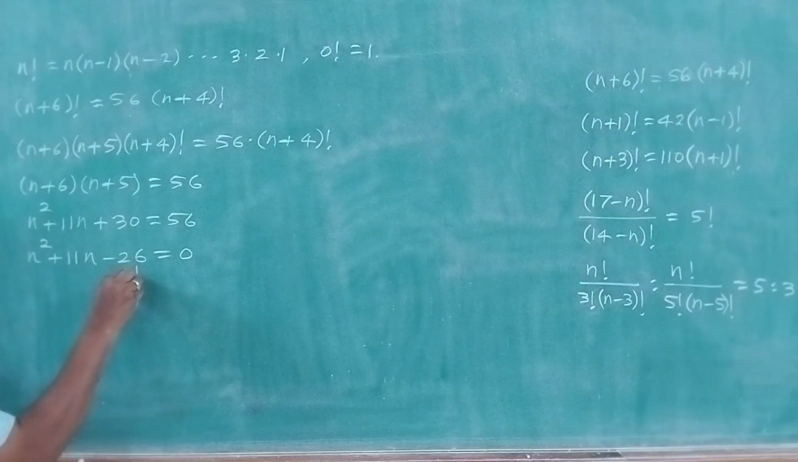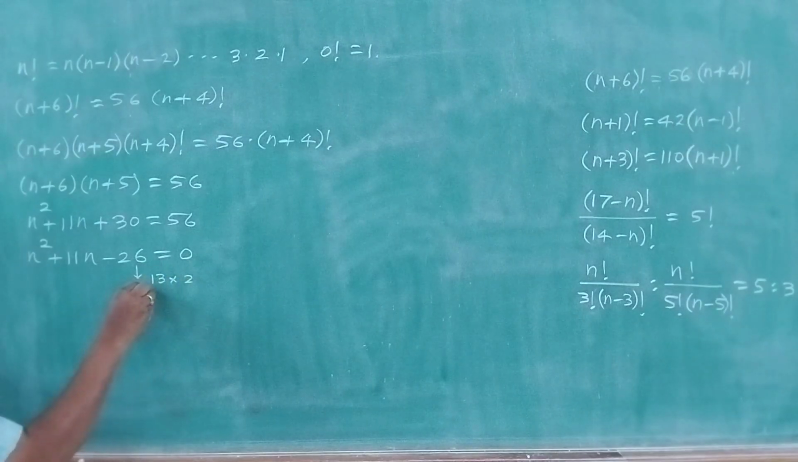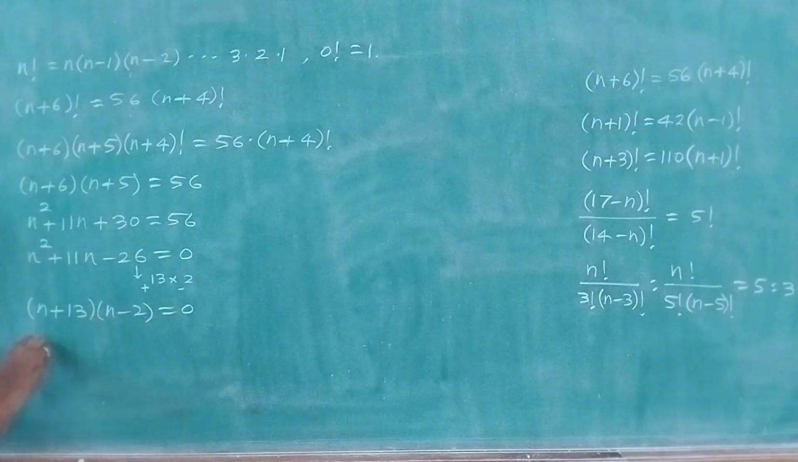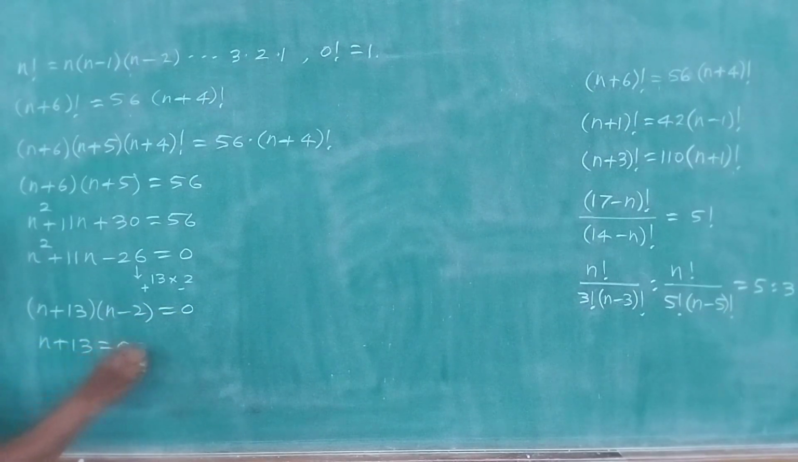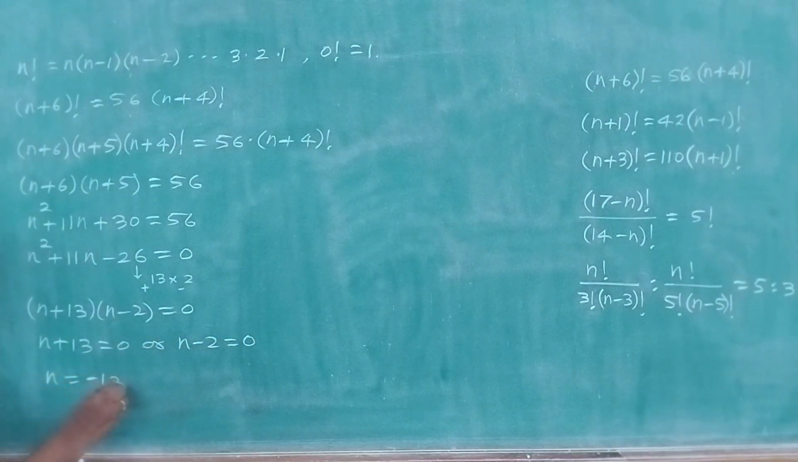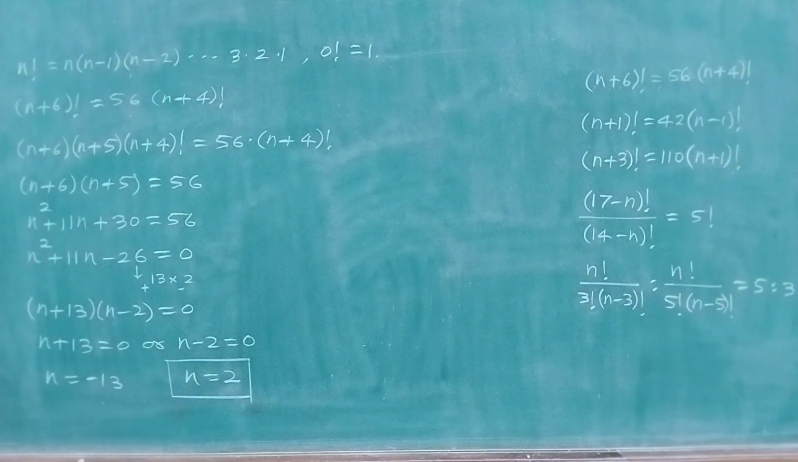Shall I write this 26 as 13 multiplied by 2, with 13 in plus and 2 in negative form, so that their sum will be 13 minus 2 equal to 11, and product comes out to be minus 26. That will give you (n+13) multiplied by (n-2) equal to 0, which gives n plus 13 equal to 0, or otherwise n minus 2 equal to 0, which means n is equal to minus 13 or n is equal to 2. n equal to minus 13 will definitely get rejected. Accepted value will be n equal to 2.